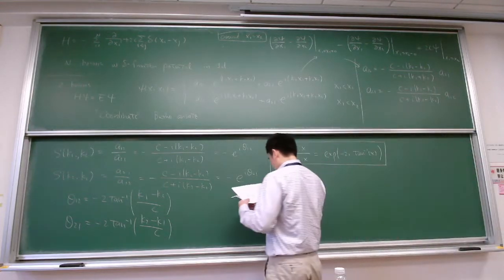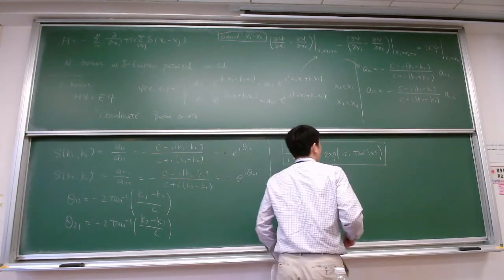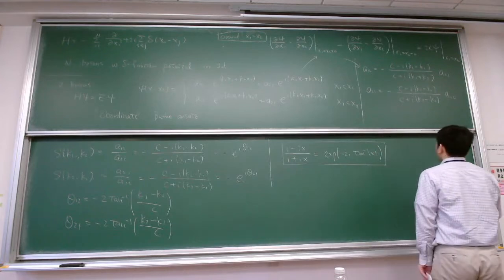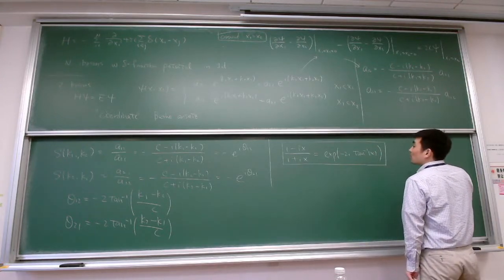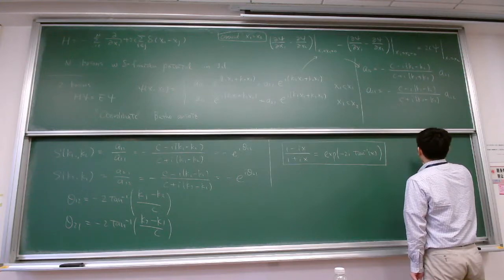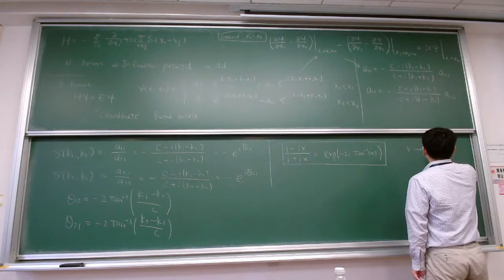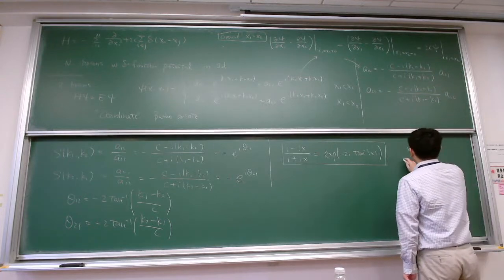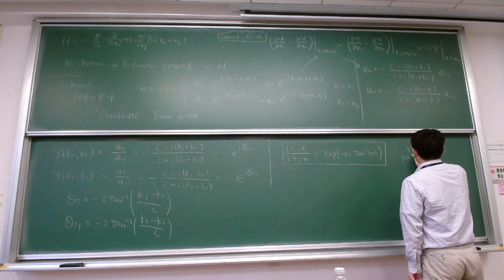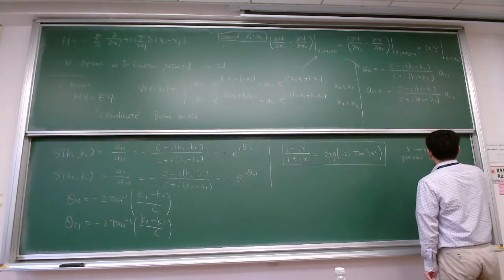So now, we impose a periodic boundary condition, which means that the system is invariant under x going to x plus L. So, periodic boundary condition.